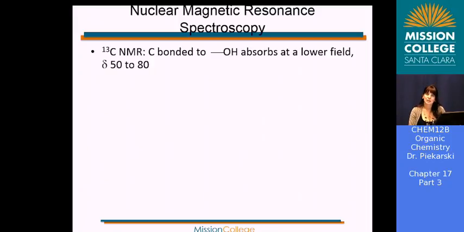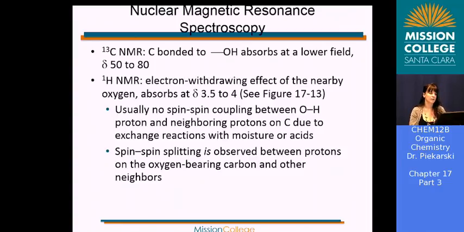NMR is a little interesting. For carbon-13, the carbon that's bonded to the OH does absorb at a lower field because it is deshielded by the electronegative oxygen atom, so it shifts downfield to 50 or 80 parts per million.